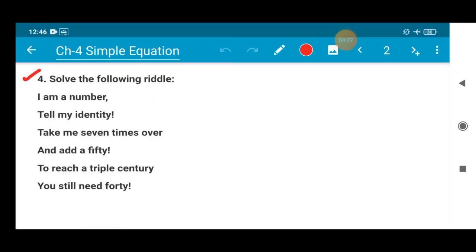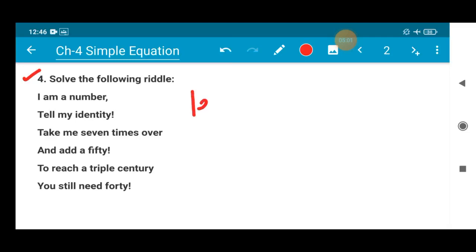Okay, proceeding to the next question, which will be the last question from this chapter, question number 4. Solve the following riddle. This is a riddle, a type of stanza or poem. Now you have to frame an equation using this riddle. I am a number, we don't know what that number is. Tell my identity. You have to tell what the number actually is. Take me 7 times over, and add 50. To reach a triple century you still need 40. It's very simple.